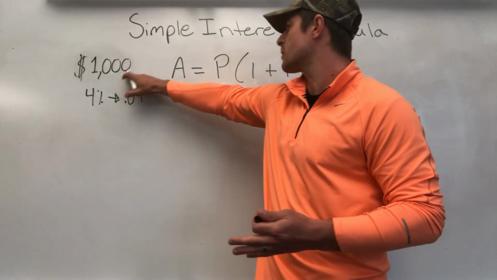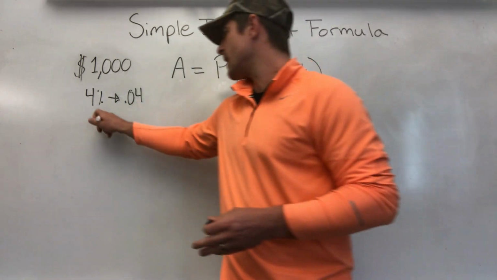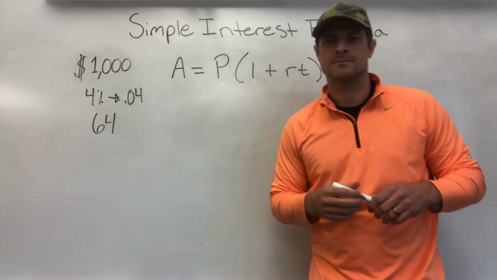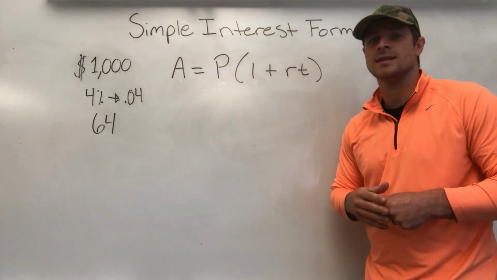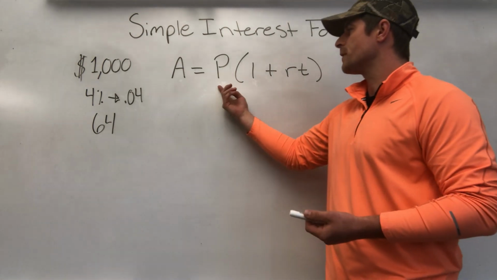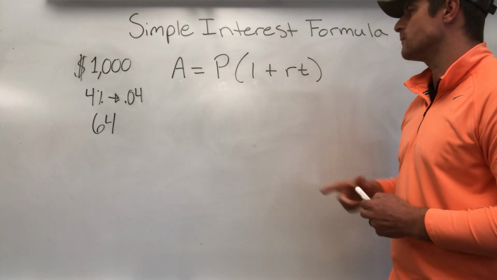Okay, so $1,000 principal is going to go in at a 4% interest rate, and we're going to have 64 years to leave that in the account. Yeah, I know that's a long time from now, but let's see what our balance would be after leaving that money in there for 64 years. How much would we make after leaving $1,000 in an account with 4% interest rate for 64 years?